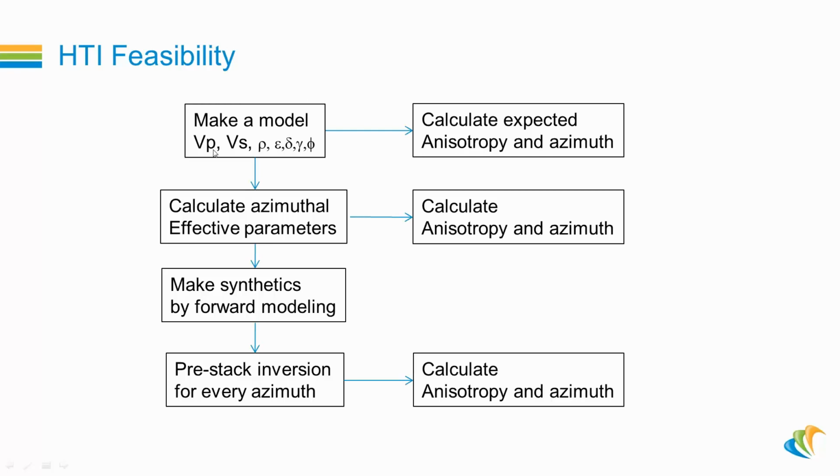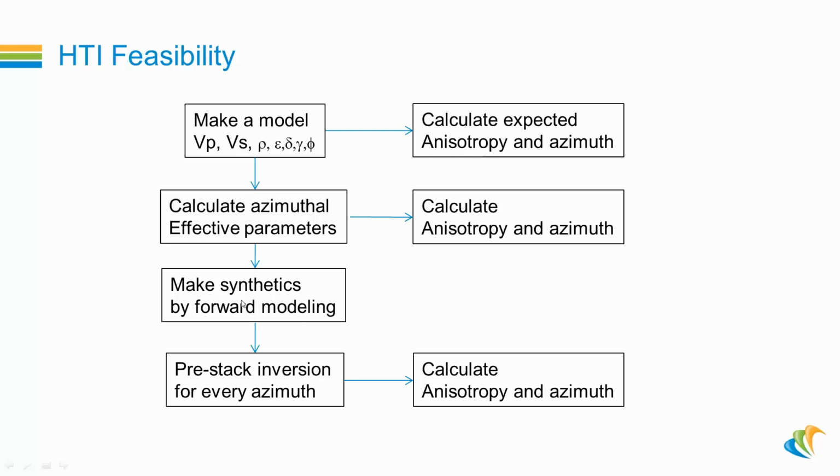First, we're going to make a model of our isotropic parameters, the Thomsen parameters, and the angle of the azimuth. And directly from that already, we can calculate what the expected anisotropy and azimuth are which should come out of the inversion. Then we can calculate our effective elastic parameters. So for every azimuth, we have our effective parameters. And with this Fourier analysis, we can calculate the anisotropy and azimuth.